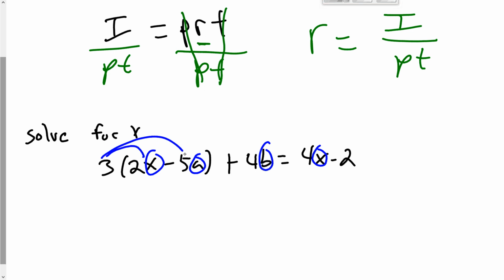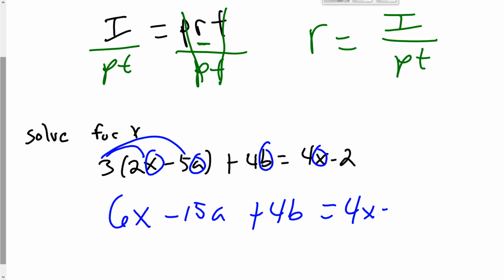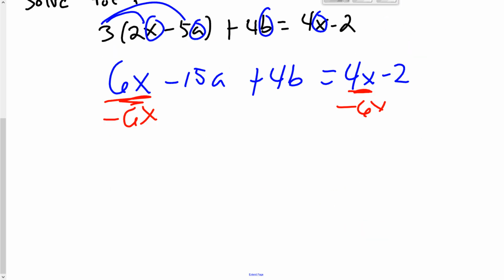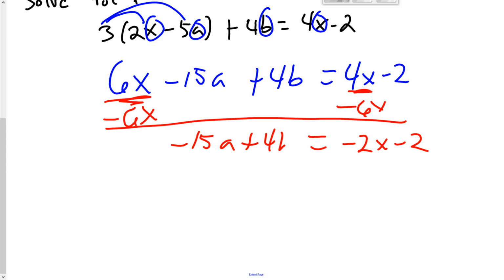So we distribute. So we get 6x minus 15a. We could probably bring down those parentheses. We don't need them anymore. Then plus 4b equals 4x minus 2. So now we're just going to bring all our x's on one side, doesn't matter what side, and all our letters on the other. I have one single x over here and an x over here. So I want to move this 6x over because then I only have to move over the 2 and it'll be done. So we do the opposite, subtract 6x. So we get negative 2x minus 2 is equal to negative 15a plus 4b.